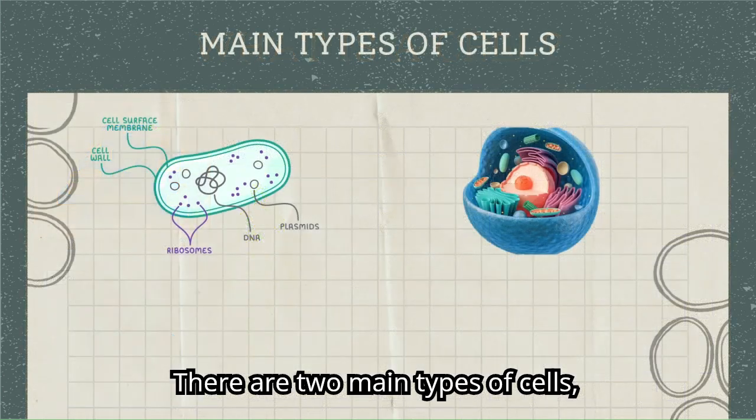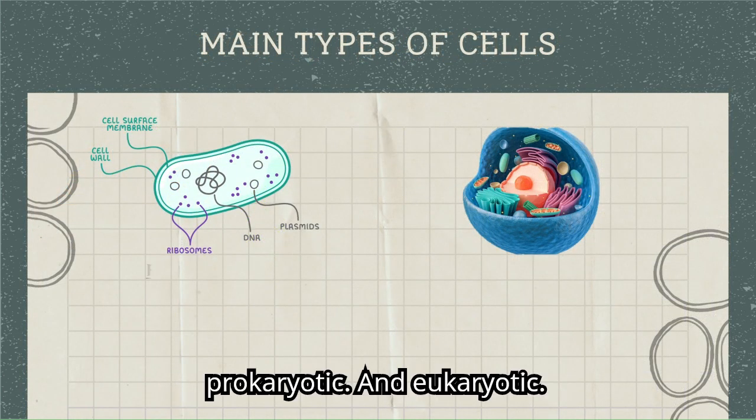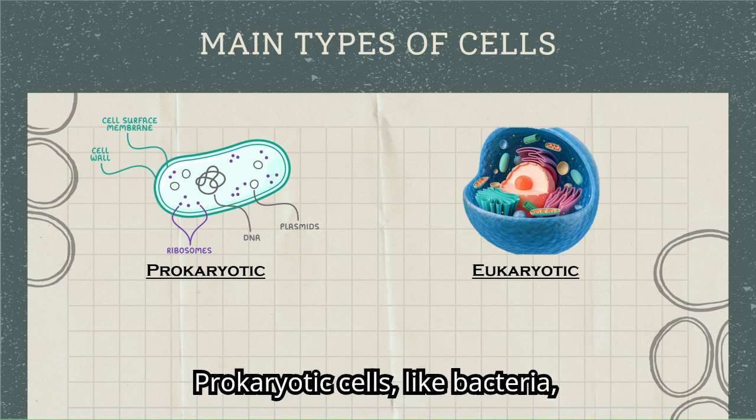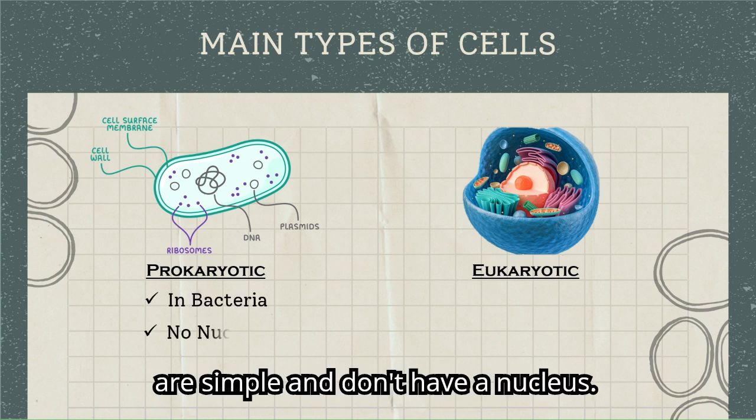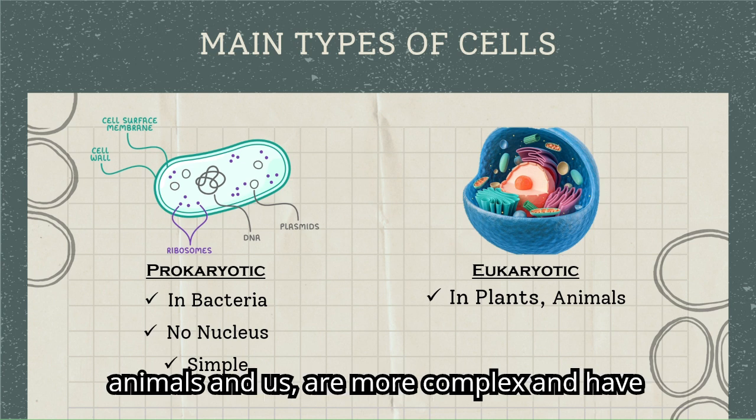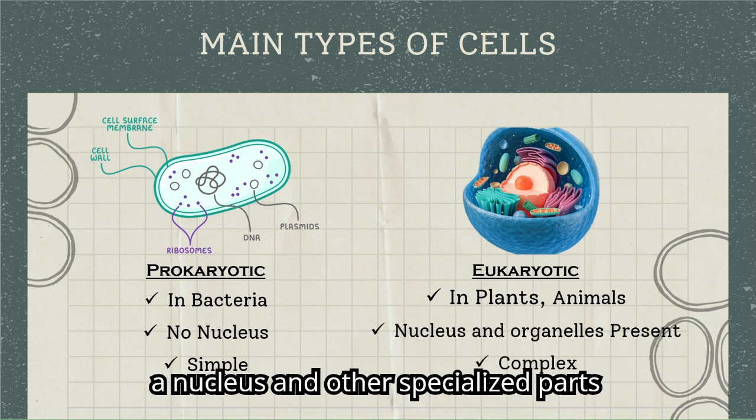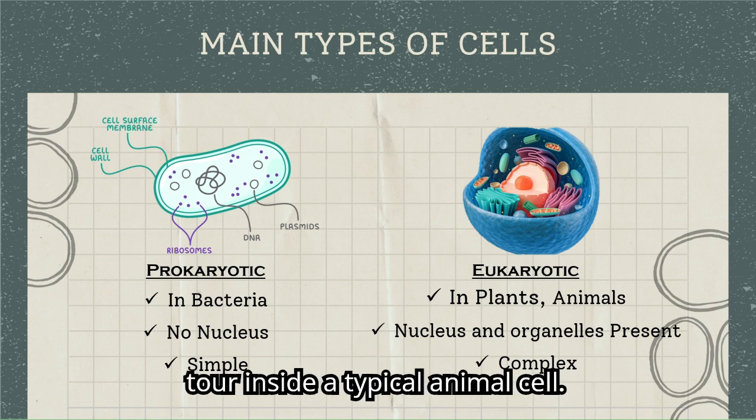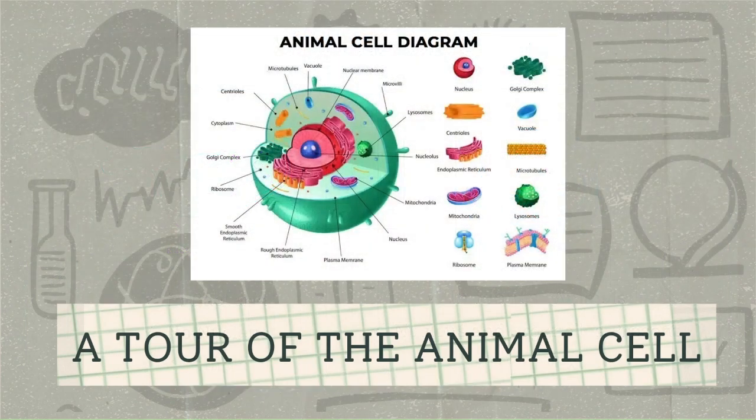There are two main types of cells, prokaryotic and eukaryotic. Prokaryotic cells, like bacteria, are simple and don't have a nucleus. Eukaryotic cells, which make up plants, animals, and us, are more complex and have a nucleus and other specialized parts called organelles. Let's take a tour inside a typical animal cell.